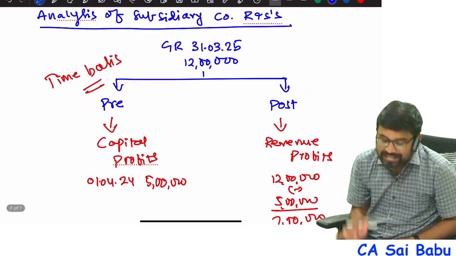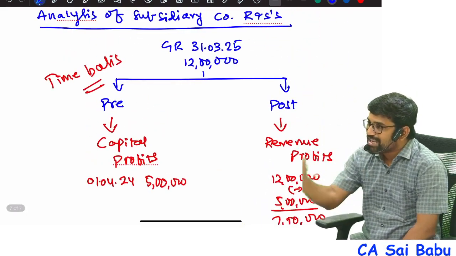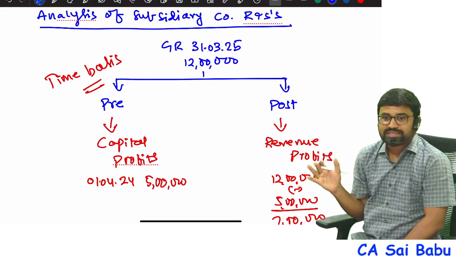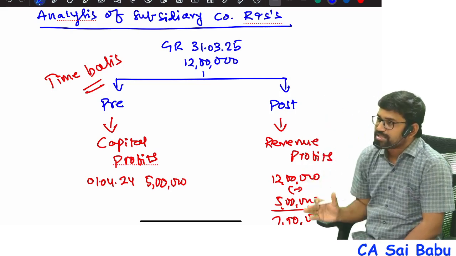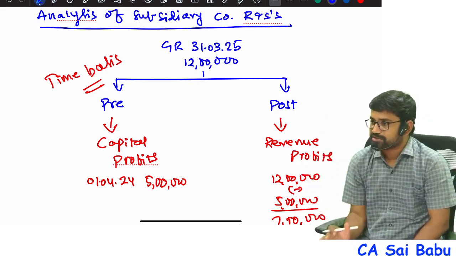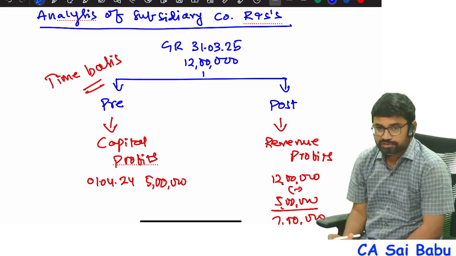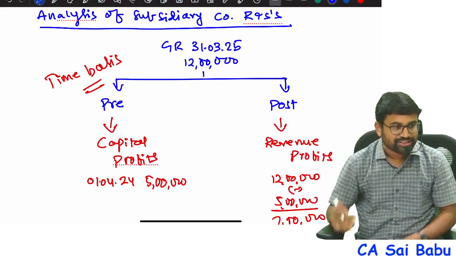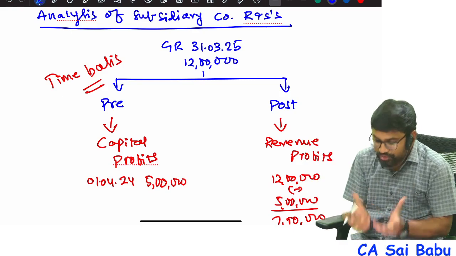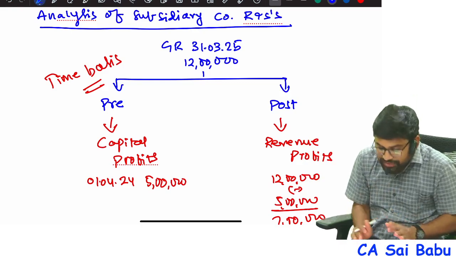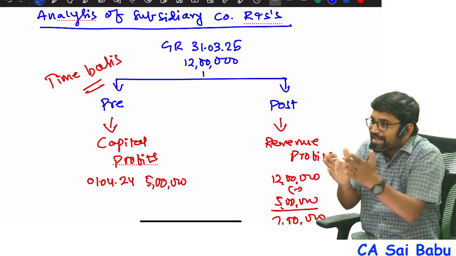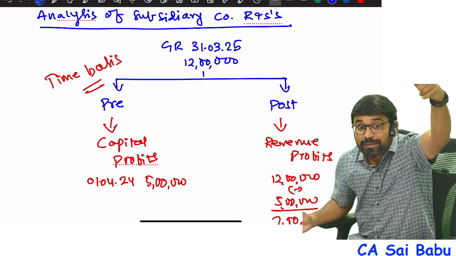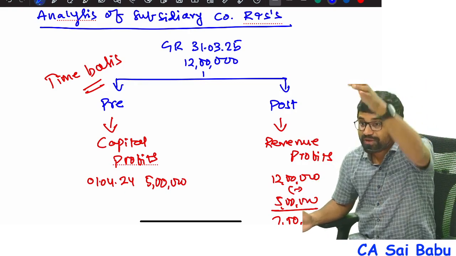Similarly, sir, subsidiary company profits have to be analyzed into pre-post. By the time you are acquiring the subsidiary, whatever the profits are there in the subsidiary, they are all pre-acquisition profits. They are all capital profits. After you acquire the subsidiary, whatever the profits earned by the subsidiary, they are all post-acquisition profits, revenue profits. So in order to segregate pre-post, I require what? Date of acquisition. That we decided in step number 1. That's why step number 1 is important.